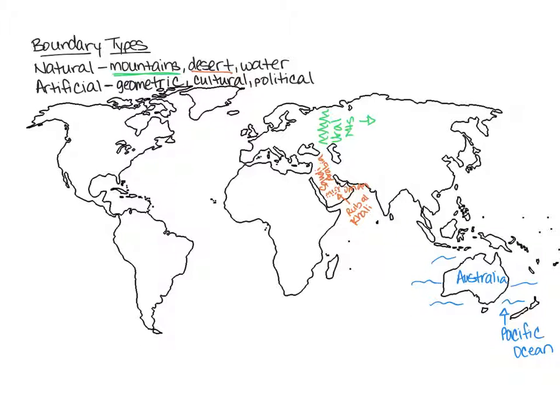But then sometimes you can have skinny little borders, like rivers, like the Rio Grande. That separates the U.S. and Mexico. And then sometimes you can have borders that are lakes, like the Great Lakes.